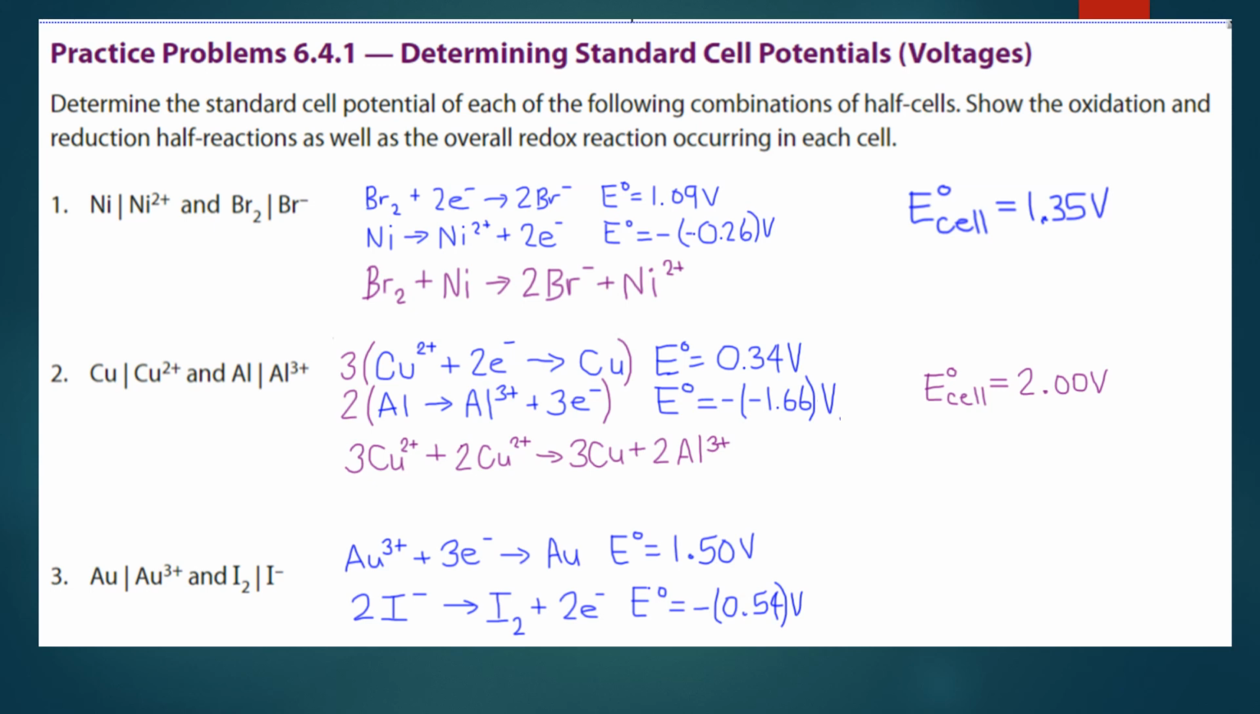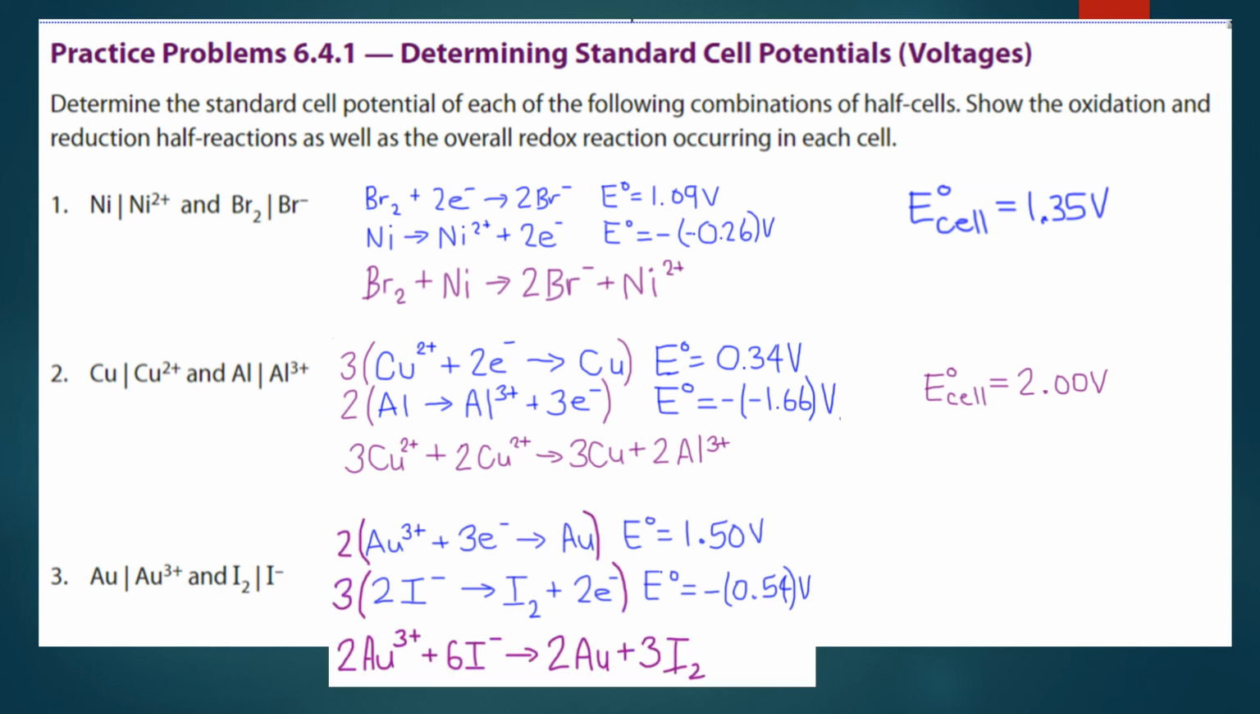Last one here, we've got gold gaining 3 electrons. We've got iodine losing electrons. When we balance this one, we're going to have to put a 2 and a 3. It's not going to affect our voltage. And we get an overall E0 of 0.96 volts.